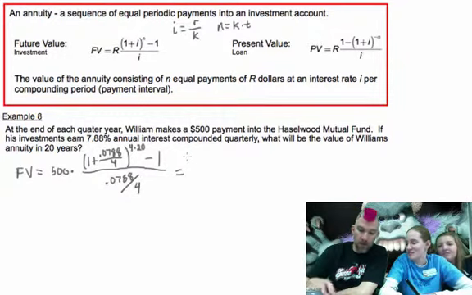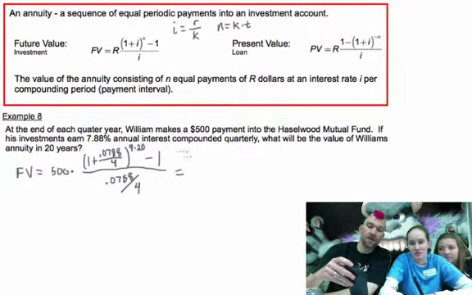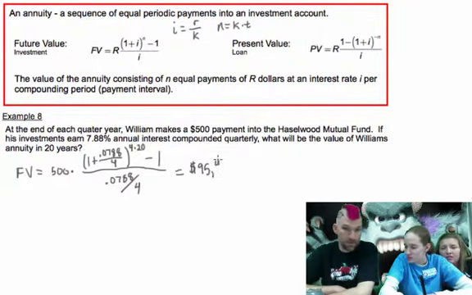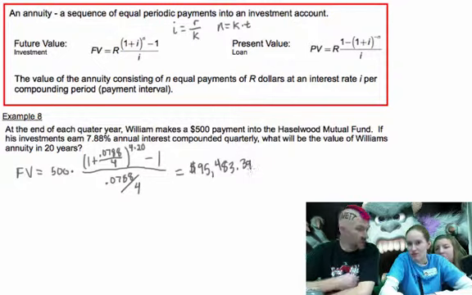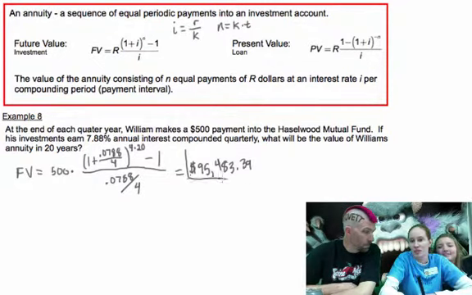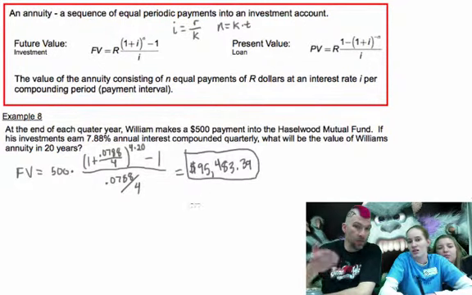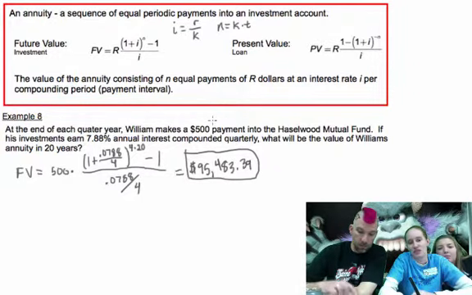Wow, that's quite a hefty little sum over 20 years there: $95,483.39. Now, can we take a quick side note here and compare? How much money did we really invest? So $500 each month for 20 years, so 500 times 12 times 20.